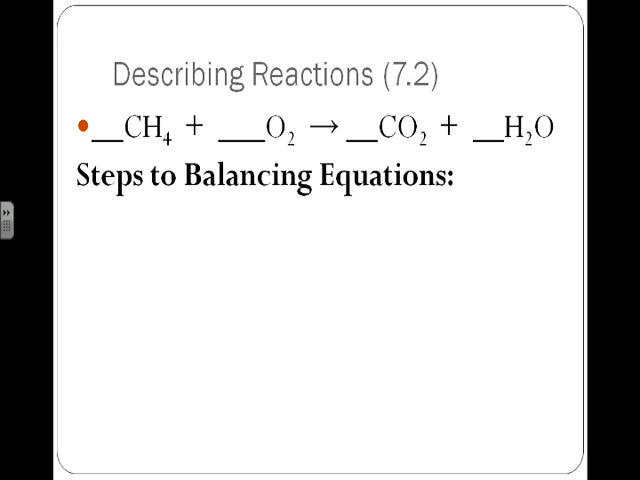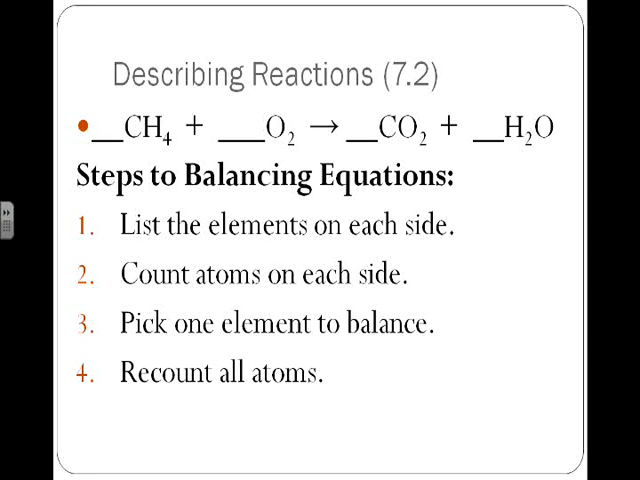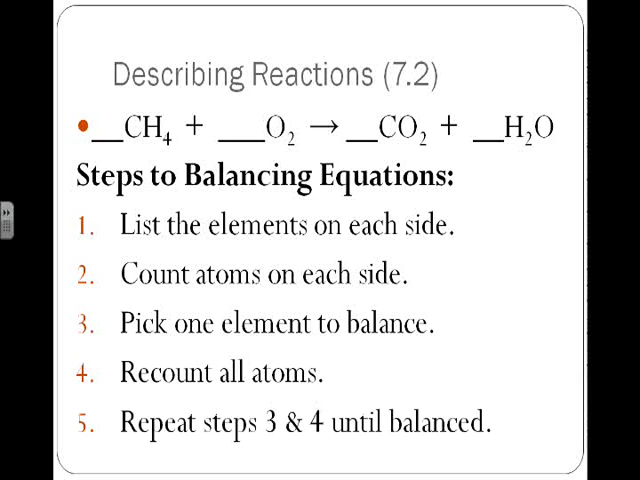Now, steps to balancing chemical equations. Make sure you have these written in your notes. Coefficients are the numbers that can go right here in front of an element or a compound, and we'll work with those in just a moment. Step 1, you list the elements on each side. Step 2, you count the atoms on each side. Step 3, you pick one element to balance. Step 4, you recount all the atoms. If you're not balanced after step 4, you repeat steps 3 and 4 until you become balanced.